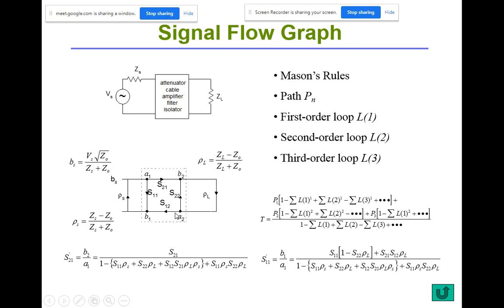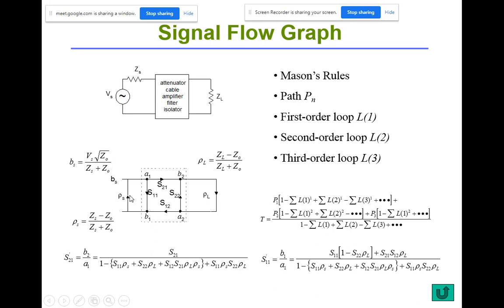So you can represent the transmission from port 2 to port 1 with a path gain of S12. All right, from port 1 to port 2 you have S21. From port 2 to port 1 you have S12.